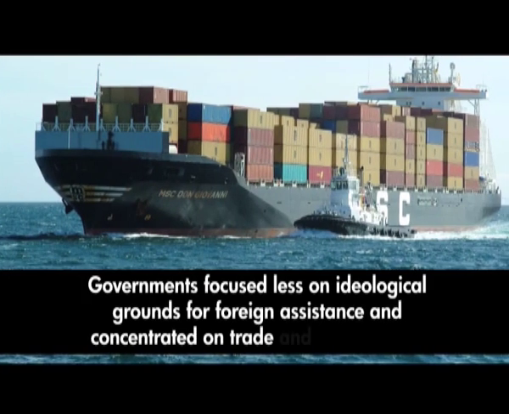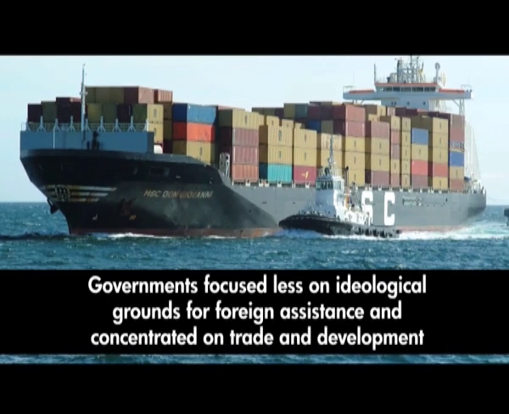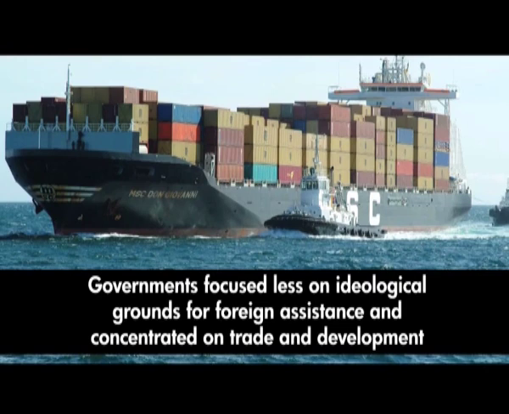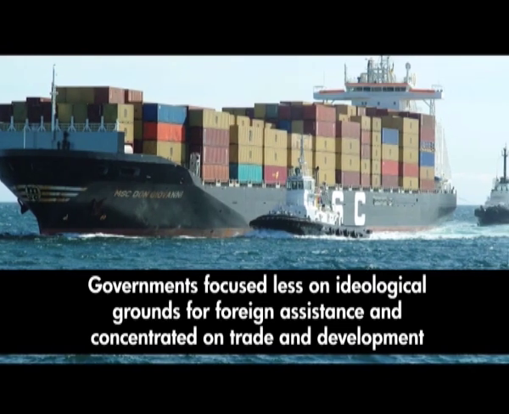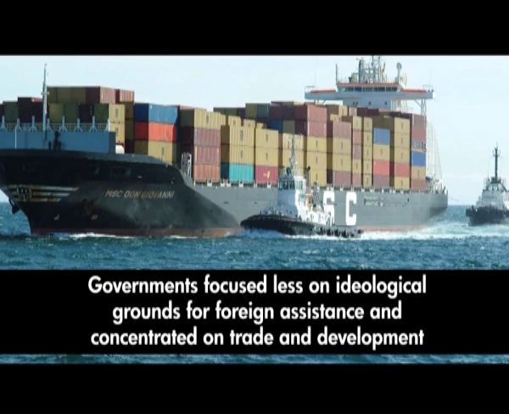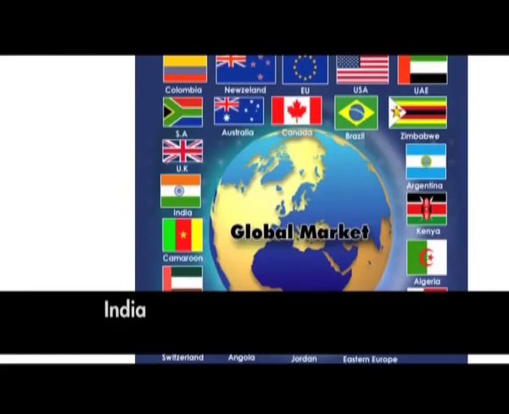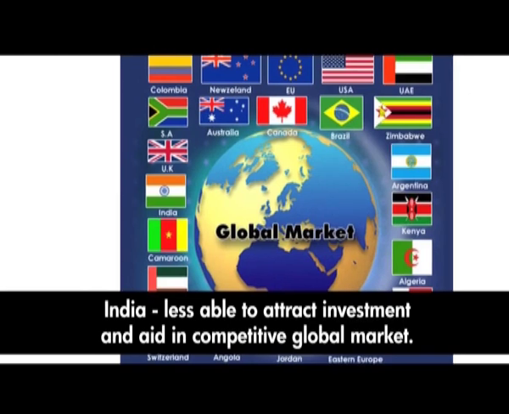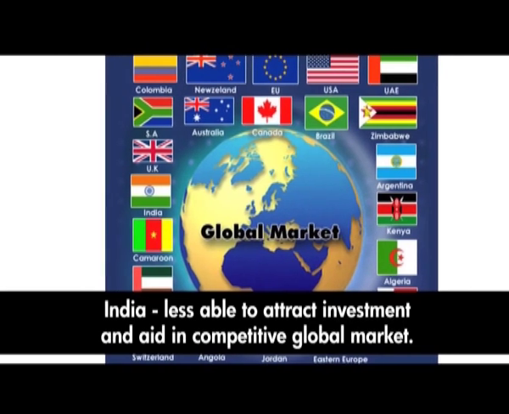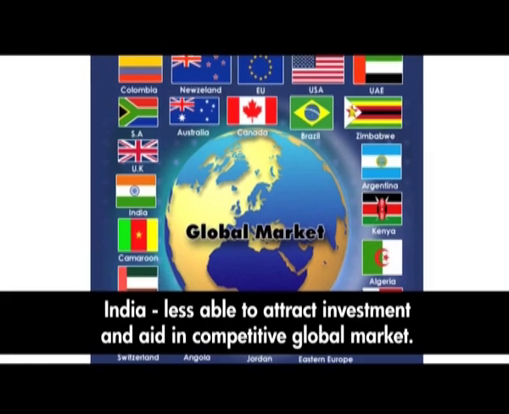Internationally, since the end of the Cold War, donor governments have focused less on ideological grounds for foreign assistance and concentrated more on trade and development, both of which are undermined by corruption. Countries with high levels of corruption like India have found themselves less able to attract investment and aid in a competitive global market. At the same time, businesses within the country have faced ever stiffer competition with the globalization of trade and capital markets and have become less willing to tolerate the expense and risks associated with corruption.